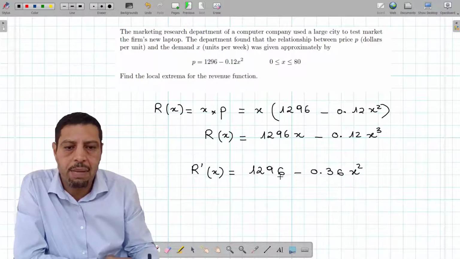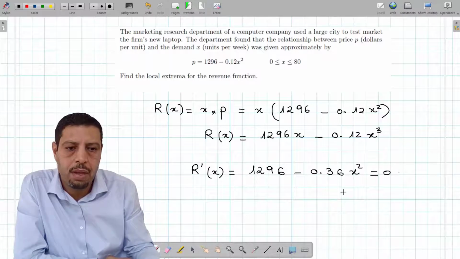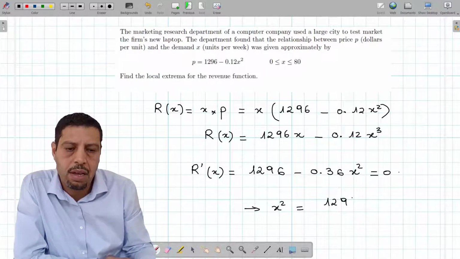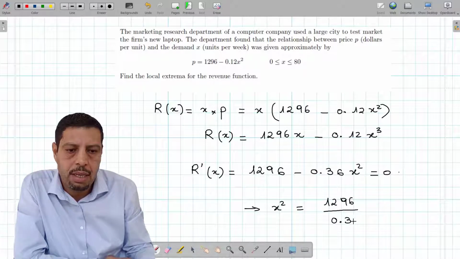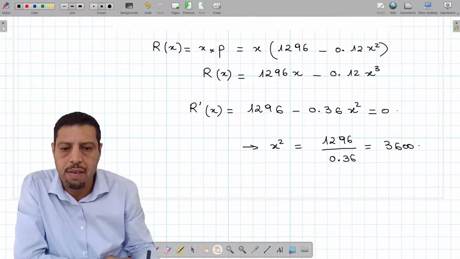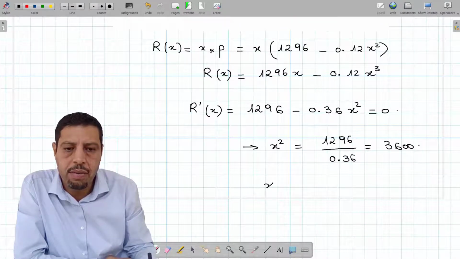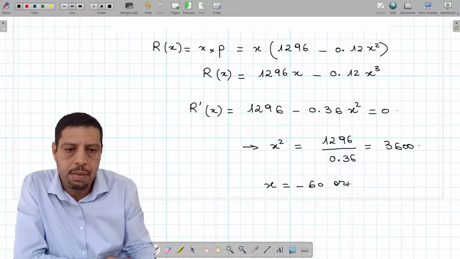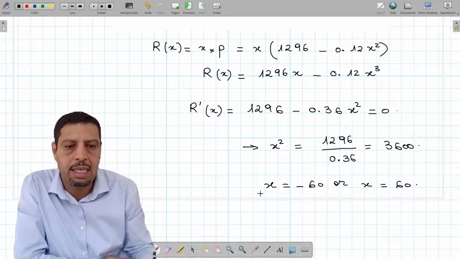Now, we solve R prime of X equals 0, which means that X squared equals 1,296 over 0.36, which is equal to 3,600. Now, what are the solutions for X? Here, we're going to find X equals negative 60 or X equals 60, the square root of 3,600.